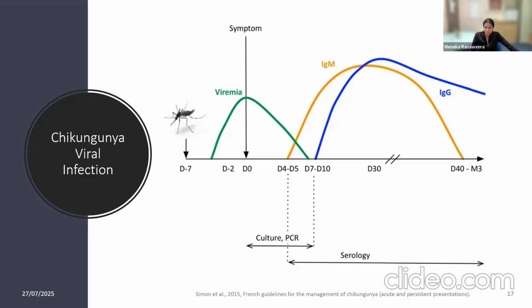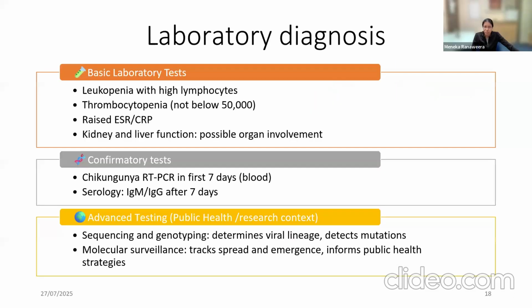So what about our chap with that very, very suspicious report? Well, it's not reliable at all because it was taken on day 2, so we cannot rule out chikungunya based on that. So let's look at some of the other testing. When we have clinical suspicion, there are of course the basic laboratory tests which can support diagnosis. What has been noted is leukopenia with high lymphocytes, thrombocytopenia, raised ESR and CRP, and kidney and liver function may show alterations if there is organ involvement.